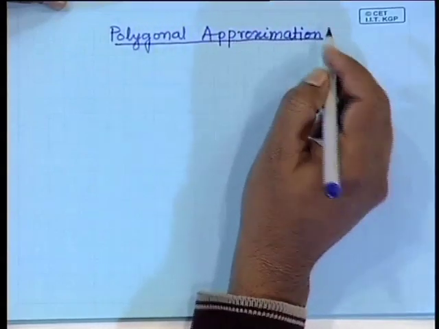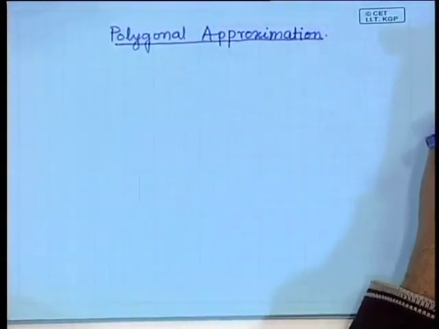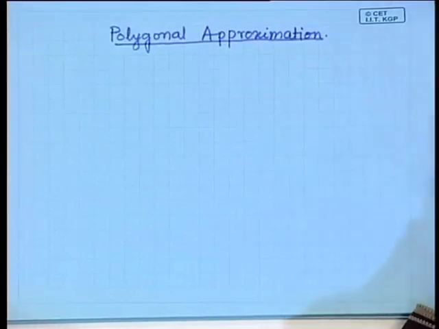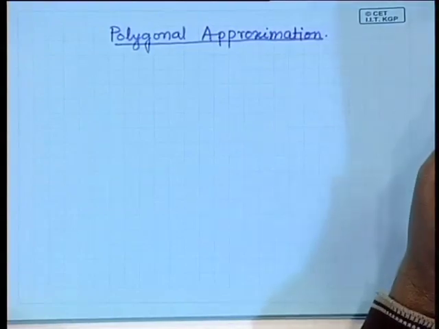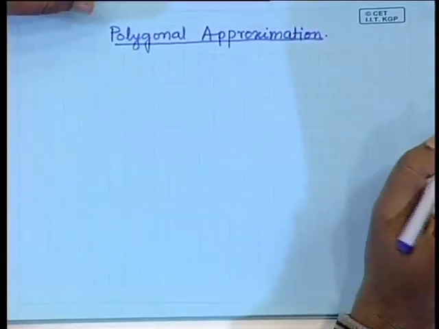So, chain code also you can say is some sort of polygonal approximation, because the arbitrary boundary is represented by piecewise linear line segments. So, it is also nothing but polygonal approximation. But when we talk about polygonal approximation, what we do is something else to represent an arbitrary boundary by a polygon. Okay. So, how do we do that?